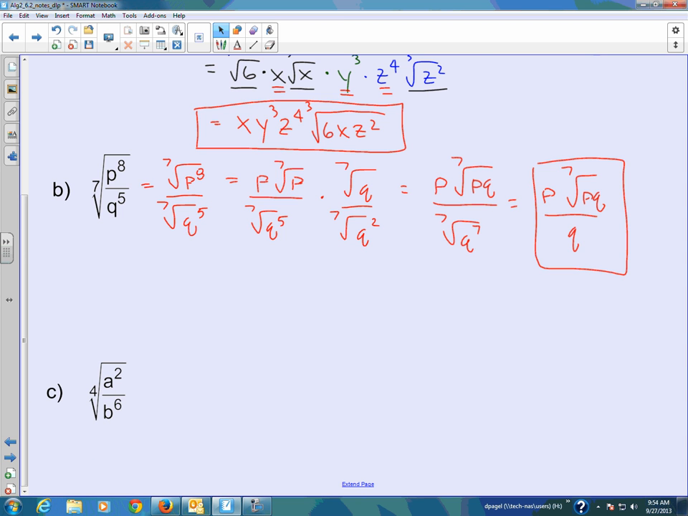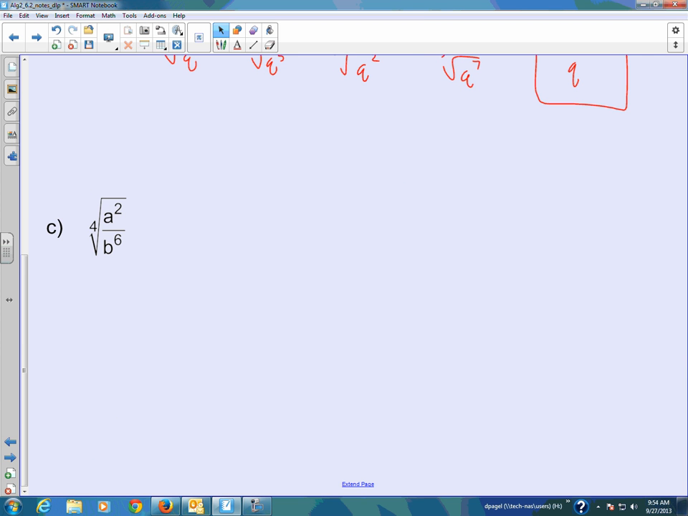And our last one. Break it into parts. Fourth root of a squared over fourth root of b to the sixth. Okay, so in the numerator we have a unique situation. We haven't seen this before. Fourth root of a squared. So unlike the situation where the root number is smaller than the power number, we have it switched. Now the root number is bigger.